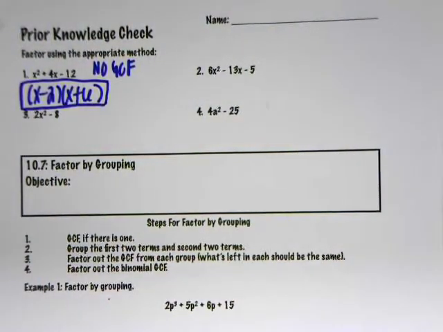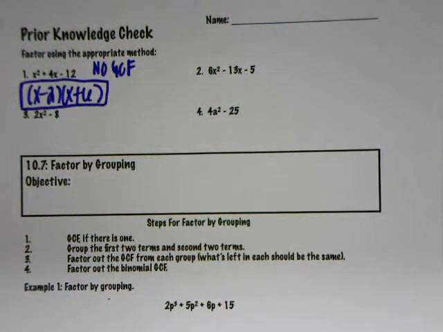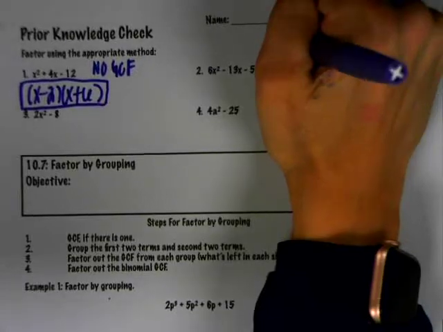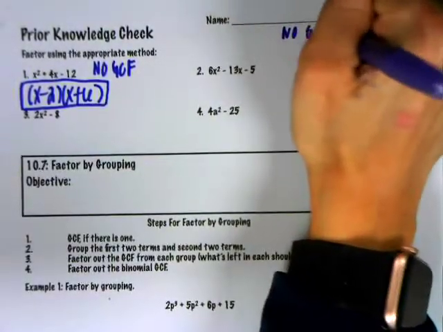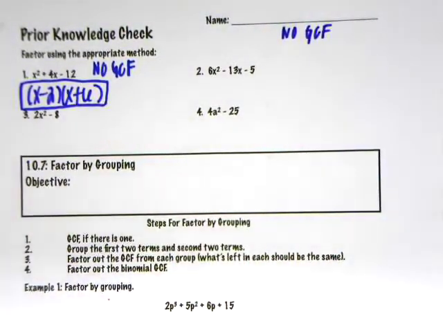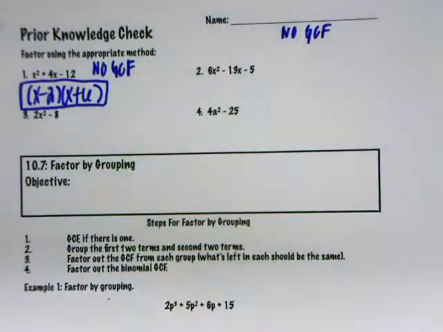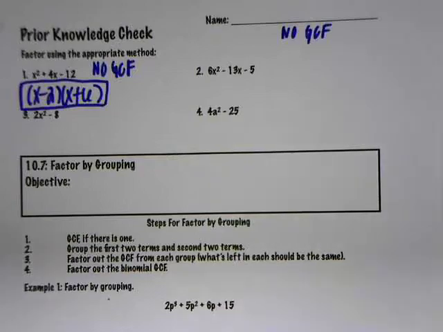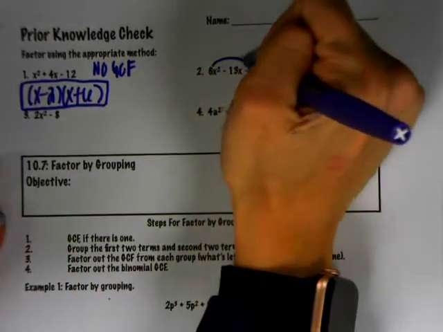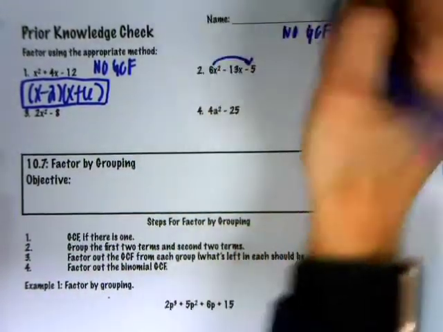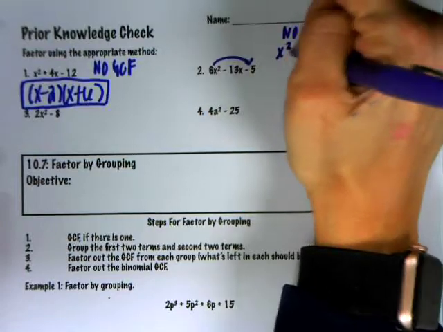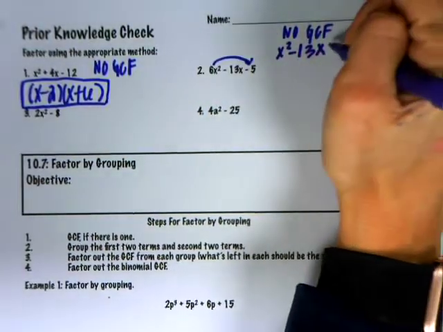Does that make sense? Okay, so on number 2, how many terms do you have? 3. Is there a GCF? No. So you ask yourself again, is there a number in front of the x squared? Yes, so that tells you that you have to do bottoms up, because you have to borrow that number for that process. So do 6 times the negative 5. So x squared minus 13x minus 30.